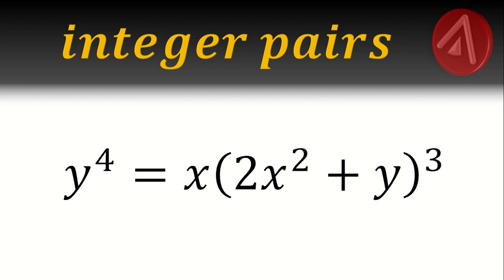Today we are going to solve an equation in integers. We have a pair of integers x and y that satisfy the equation y to the power of 4 is equal to x times (2x to the power of 2 plus y), all of it to the power of 3. By the properties of number theory, divisors and GCD, we can solve this problem. So let's go through the question.